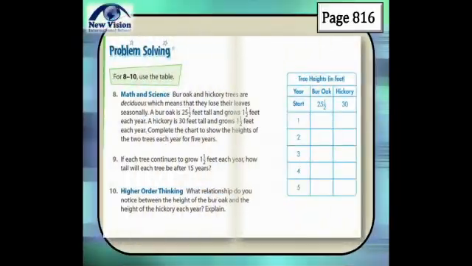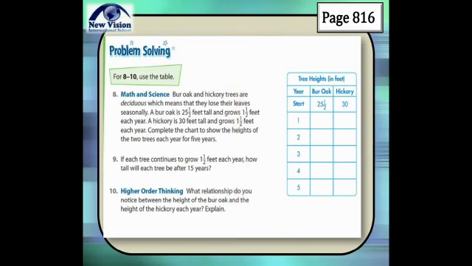Next page, 816. For 8 to 10, use the table. Bar oak and hickory trees are deciduous, which means that they lose their leaves seasonally. A bar oak is 25.5 feet tall and grows 1.5 feet each year. A hickory is 30 feet tall and grows 1.5 feet each year. Complete the chart to show the heights of the two trees each year for 5 years.